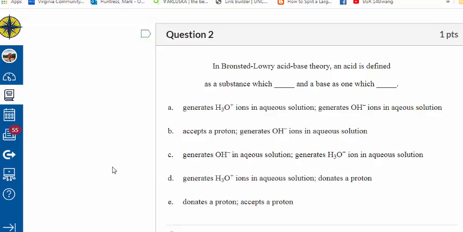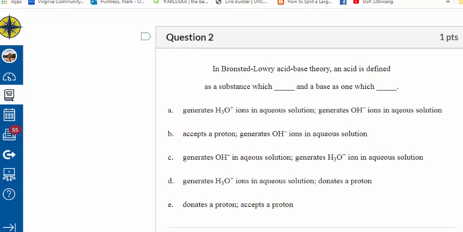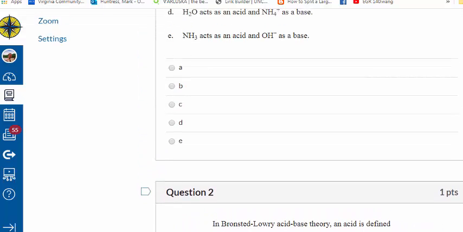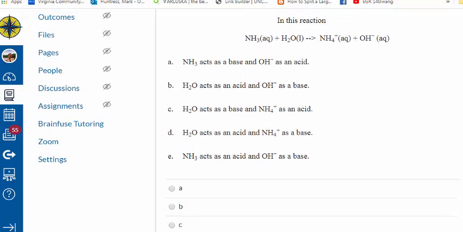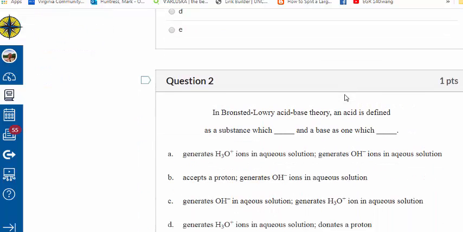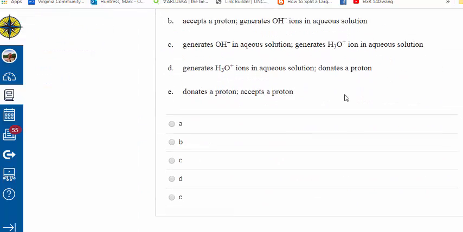Now let's look at question 1 and think about question 1 in terms of Bronsted-Lowry acid-base theory. And we just have to ask ourselves, what is donating a proton? What is accepting a proton? It looks like the water donated an H plus, and the ammonia accepted it. And I'll let you guys figure out what that means in terms of which is an acid and which is a base.